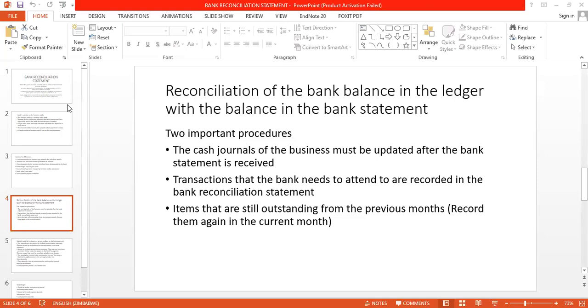We were saying that the first important step is to do the ticking. Then it should be followed by updating the cash book using all entries that are in the bank statement. So once we've got these entries in the bank statement that have not been updated in the cash book, we are going to update the cash book.